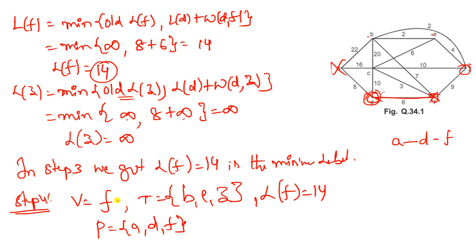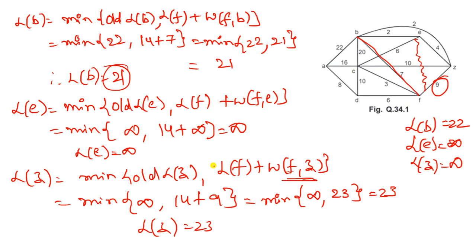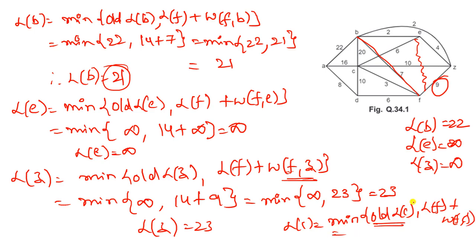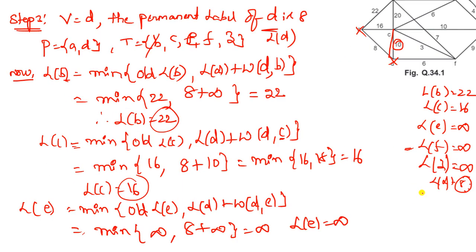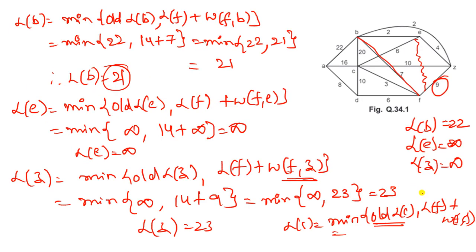So in this step 4 actually we visited A, D, F, no. So we have B comma C comma E comma Z. Okay, so we have to visit L of C. Okay, just one more step is there. L of C is equal to minimum of old L of C. You see here, L of C is equal to what? Minimum of old L of C comma L of F plus weight between F comma C. So minimum old LC value, what? LC value here is 16.